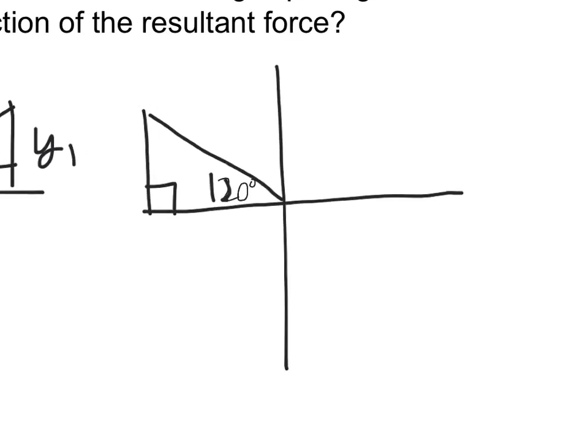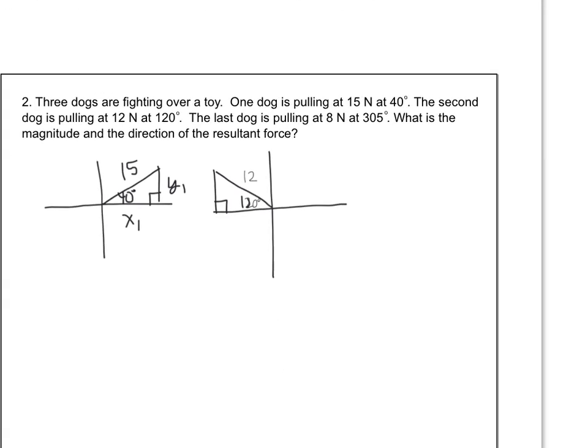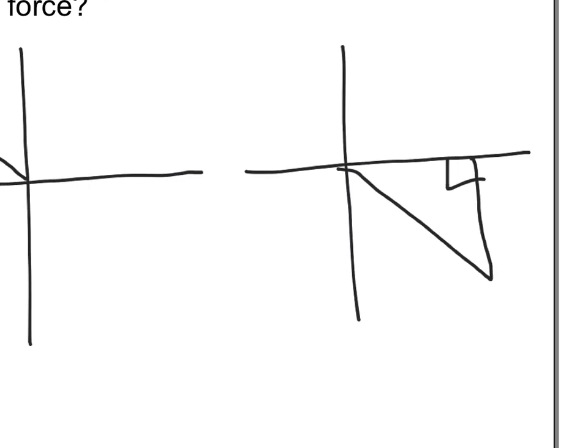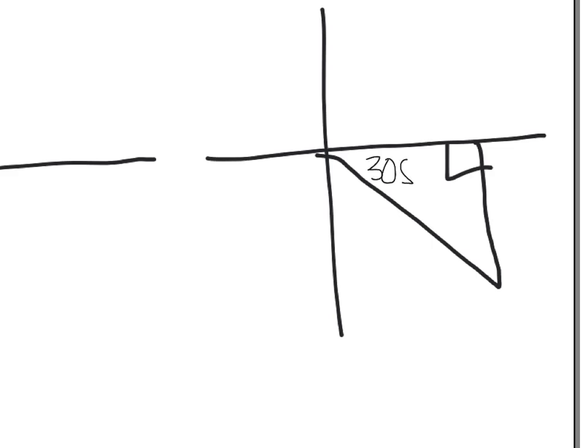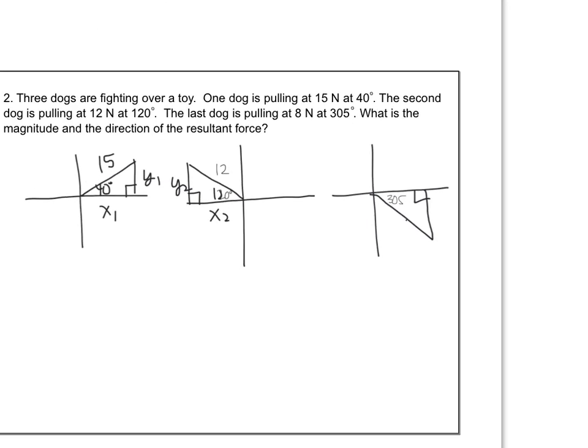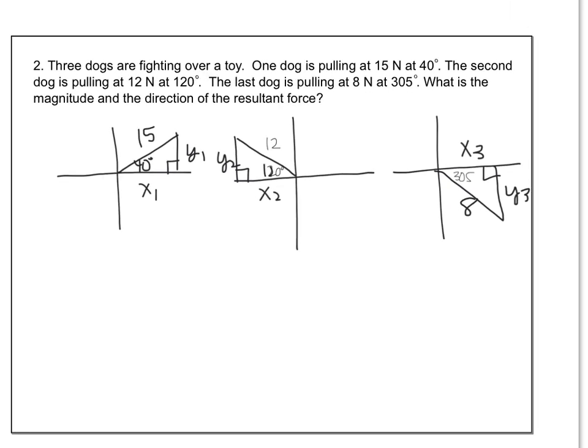120 degrees, 12 newtons. And we're going to call this x2, y2. And then the last one is 305 degrees, which is in the 4th quadrant. It has a magnitude of 8, and we're going to call this x3 and y3. So this is the first one we've seen that has 3 different vectors, but we're just going to do this the same way as we did the 2 force ones yesterday.